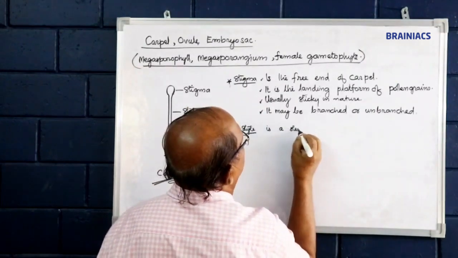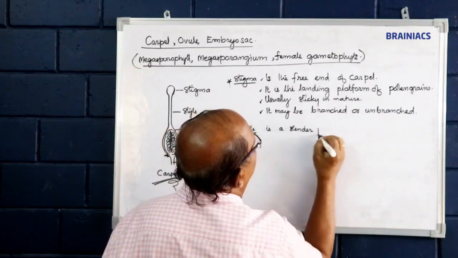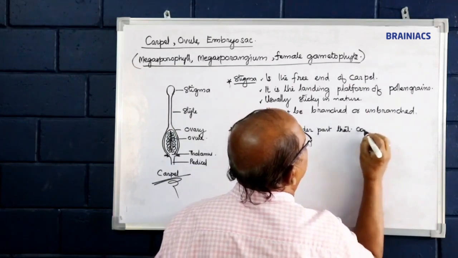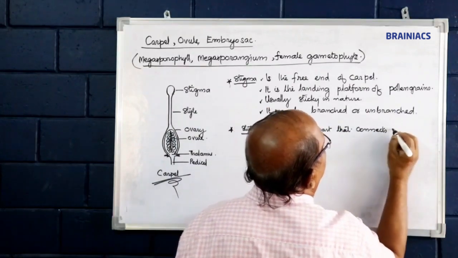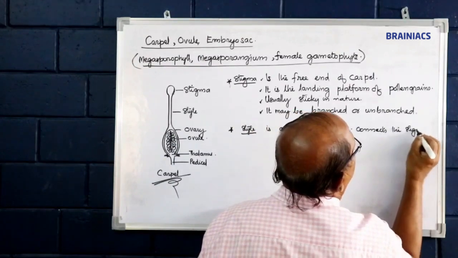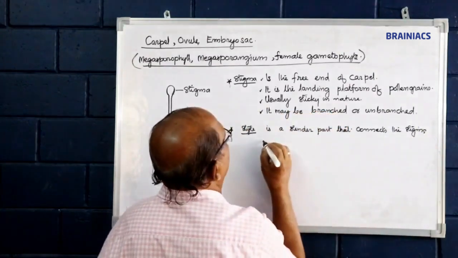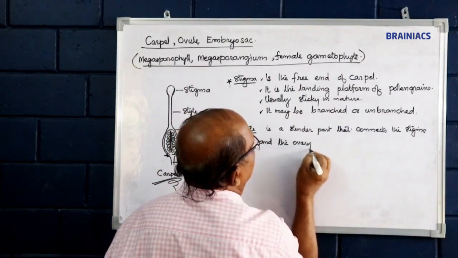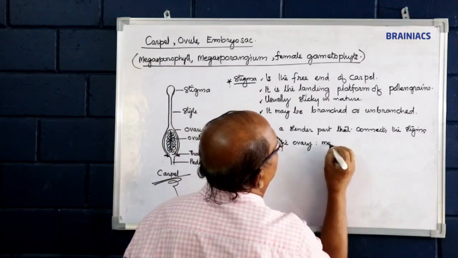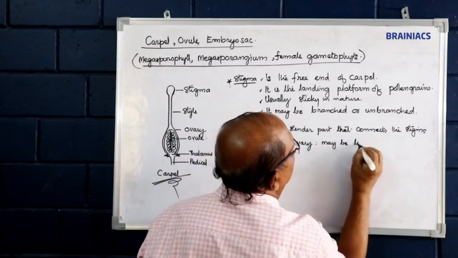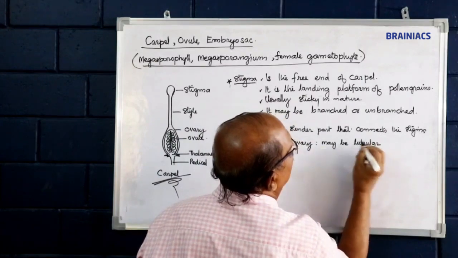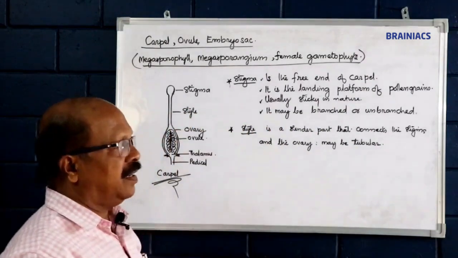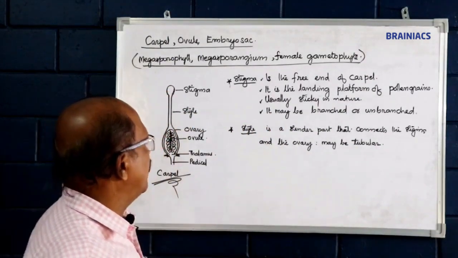Style is a slender part that connects the stigma and the ovary. Maybe tubular. See, this is style connecting stigma to ovary.